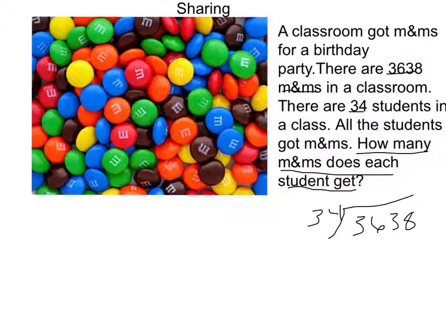There are 34 students in a classroom, and it says here all the students got M&Ms, which means that each student got M&Ms.